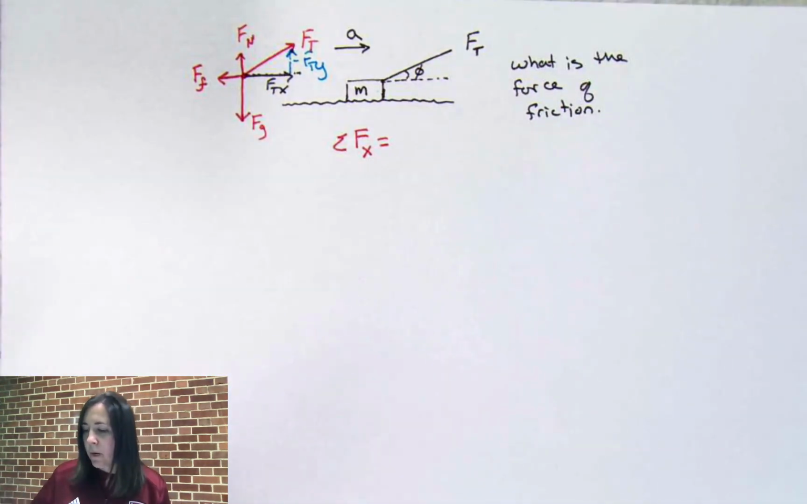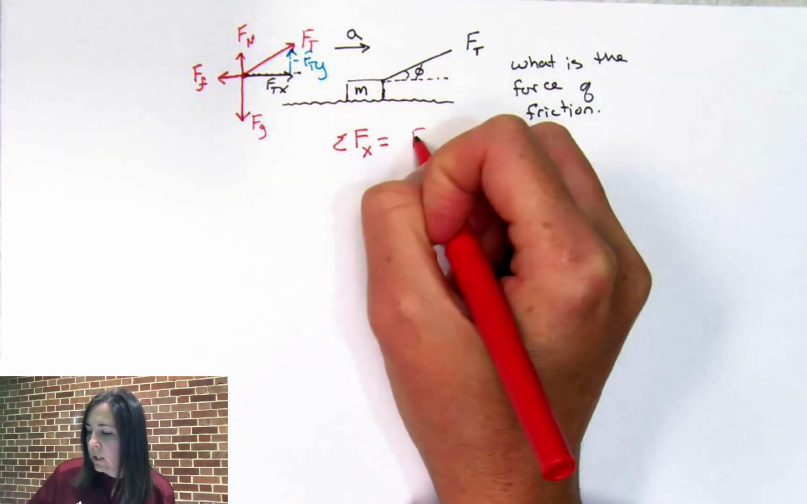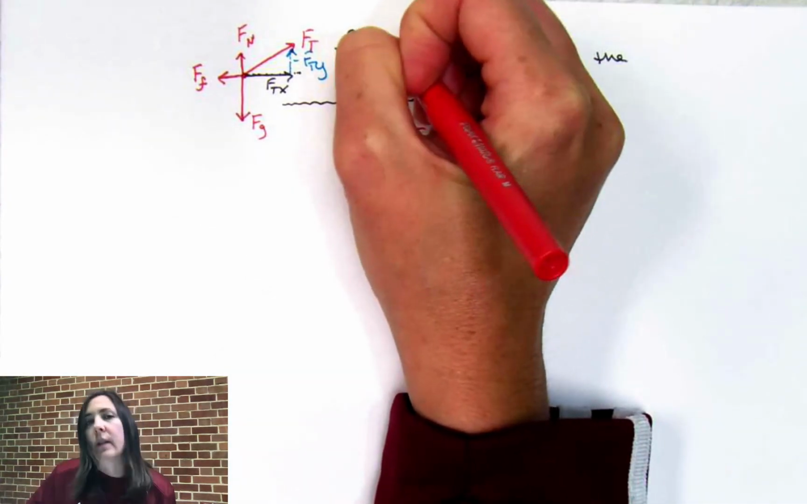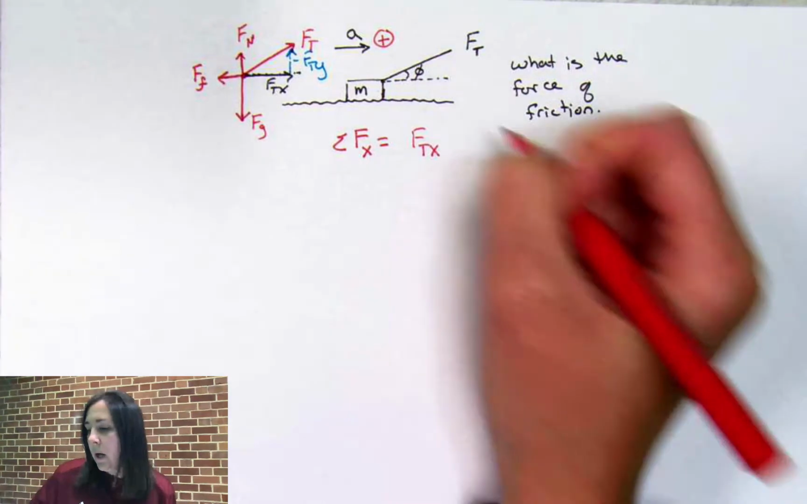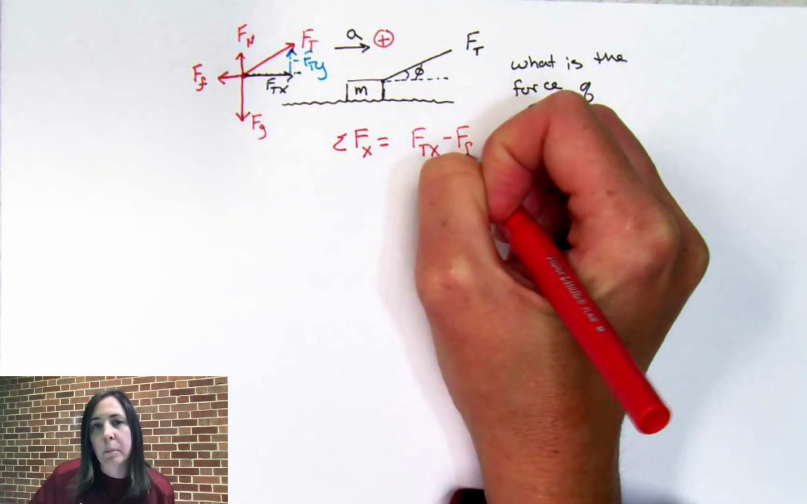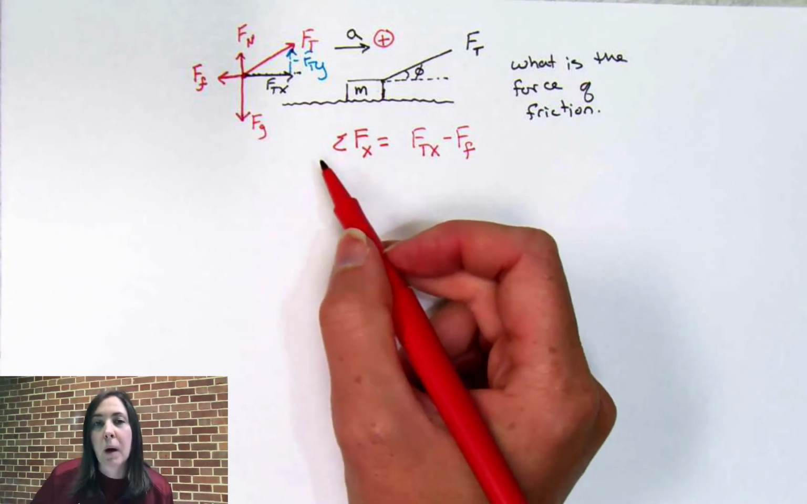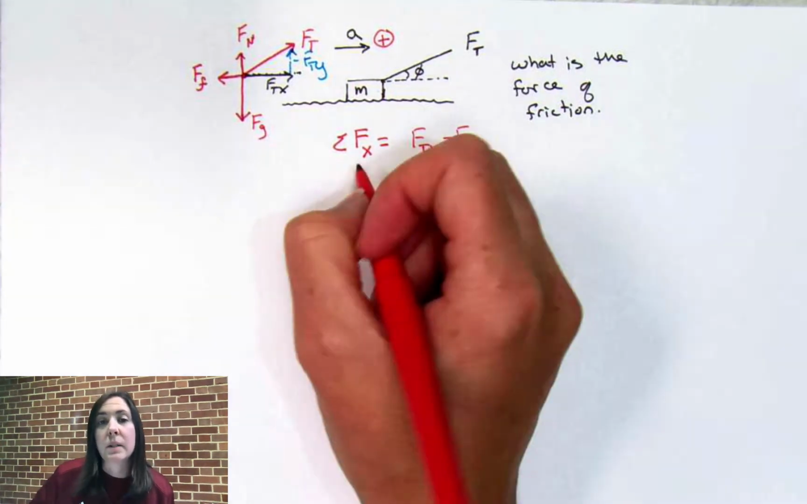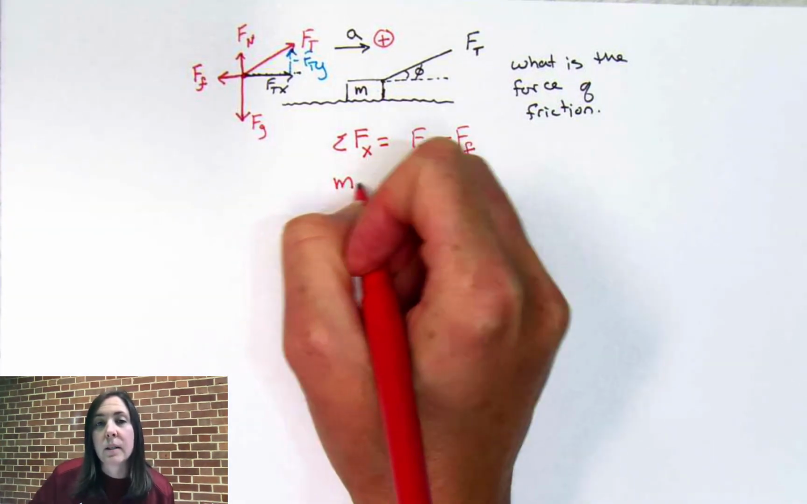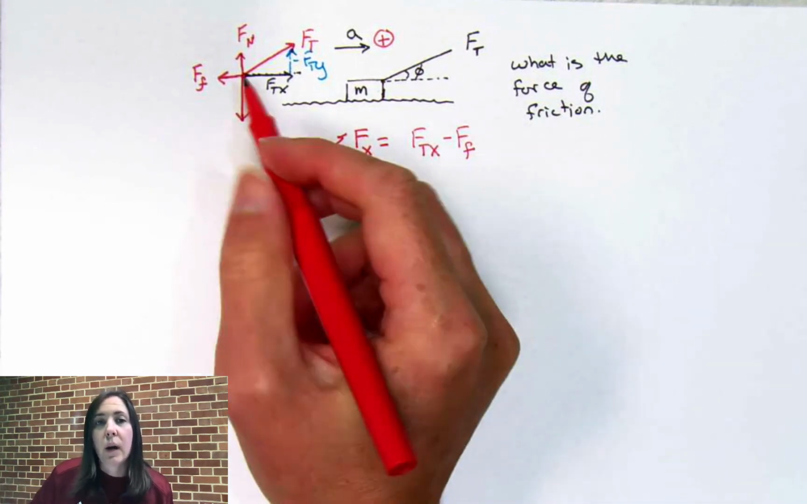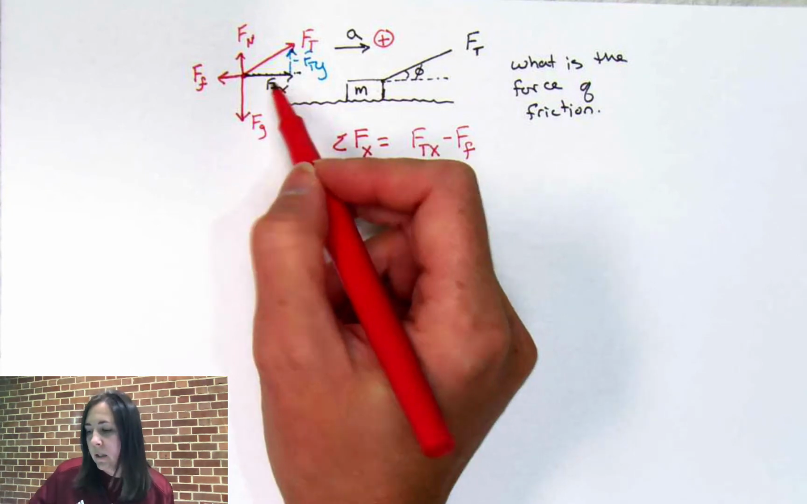So when I look at this, the force of tension in the x direction is going to be positive because I'm going to call the direction that it's accelerating in positive, and then the force of friction will be negative. The sum of the forces in this case, because this object is accelerating, is not going to be 0. That's going to be the mass of the block times its acceleration. Okay, so how do you find this Ftx?